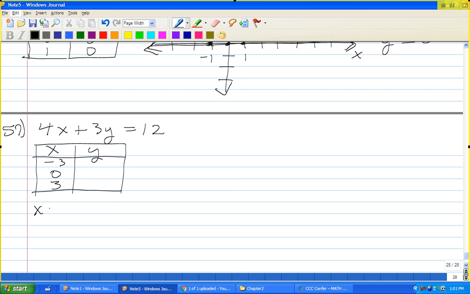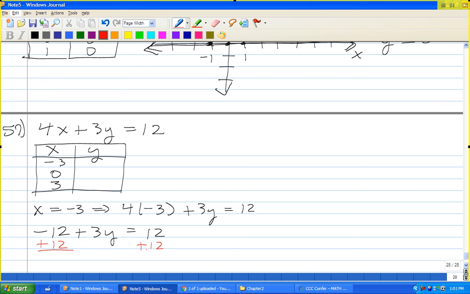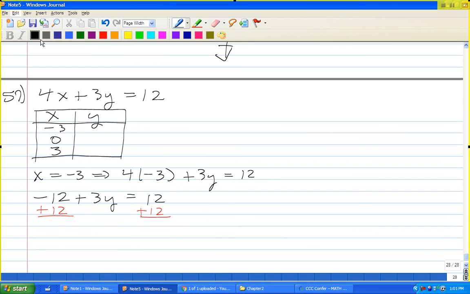So when x is negative 3, I get 4 times negative 3 plus 3y equals 12. So I get negative 12 plus 3y equals 12. Add 12 to both sides. So 3y equals 24. Divide by 3. So y equals 8.